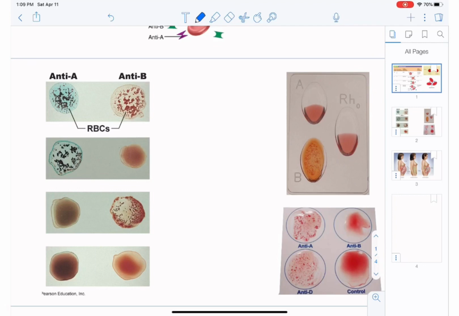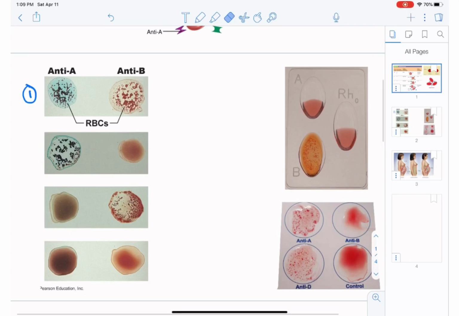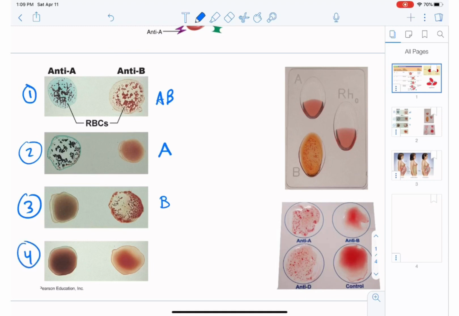So let's go through here and let's blood type these individuals. What about individual number 1 right here? What blood type is individual number 1? They are AB. What about individual 2? Type A. Individual 3? Type B. And what about individual 4 where we got no agglutination reactions? That means that this individual doesn't have A or B antigens, which makes them a type O.